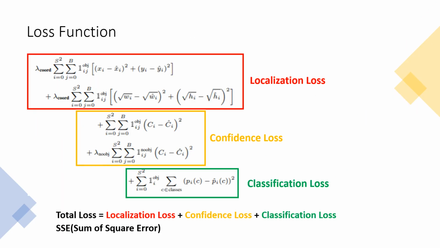YOLO version 2 doesn't have detailed information regarding the loss function, so I used the loss function from YOLO. The loss function uses the sum of squared error method, and it consists of 3 losses: localization, confidence, and classification loss. Localization loss measures the error with respect to the predicted location and size of the bounding box. The top confidence loss equation is for when the object is detected, and the bottom is for when the object is not detected. And the classification loss is a squared error of the class conditional probability. So when the object is not detected, it is 0.